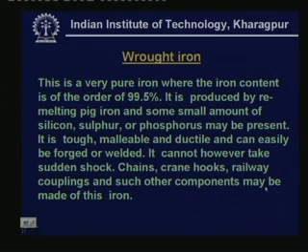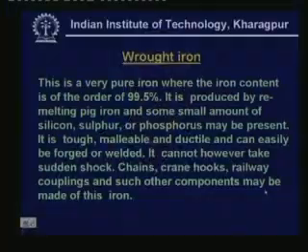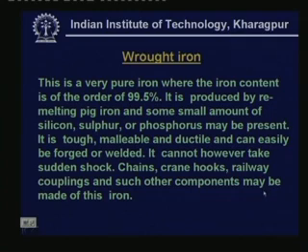Now, after we talk about all the things of the cast iron, we consider another important material called wrought iron. This is a very pure form of iron, where the iron content is of the order of 99.5%, that means it is all iron. It is produced by remelting pig iron, and some small amount of silicon, sulfur or phosphorus are present in this type of iron.